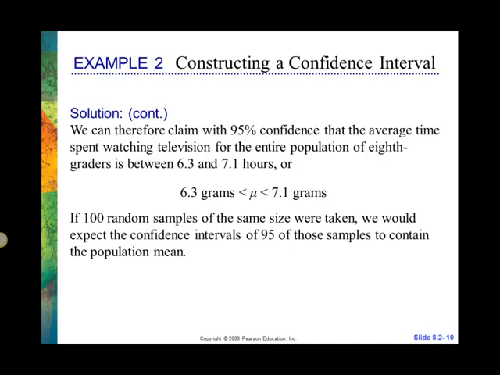So that means 5 times we're not going to have it. We can still use it as our confidence interval, but it may be wrong 5 times out of 100.